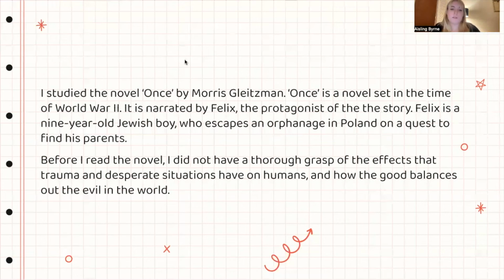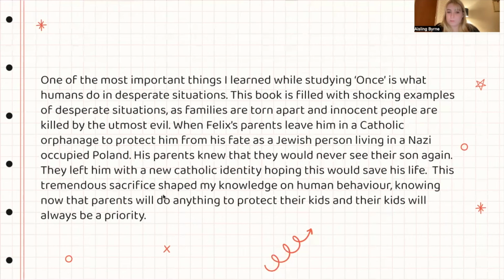So I studied the novel Once by Morris Gleitzman. Once is a novel set in the time of World War II. It is narrated by Felix, the protagonist of the story. Felix is a 9-year-old Jewish boy who escapes an orphanage in Poland on a quest to find his parents. Before I read the novel, I did not have a thorough grasp of the effects that trauma and desperate situations have on humans, and how the good balances out the evil in the world. So that was our introduction there.